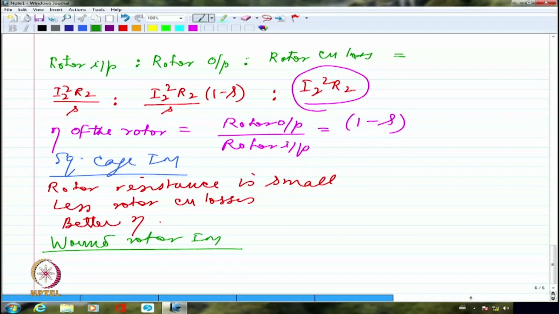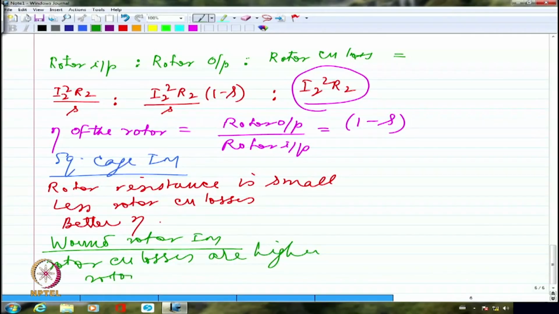I am talking about similar rating. Even if I compare similar ratings, if I try to look at the resistance value of a slip ring rotor versus the resistance of the cage rotor, the cage will normally have lower resistance, which is definitely good from efficiency viewpoint. So I would say rotor copper losses will be higher here, and so rotor efficiency will be lower.